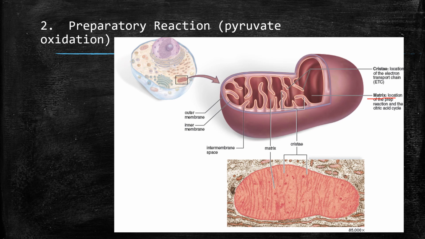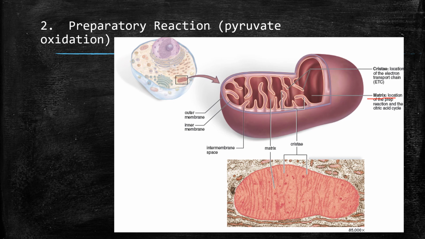So how do we get pyruvate into the matrix? Well, it's this lovely molecule called pyruvate translocase. And just as the name would suggest, that is an enzyme that moves pyruvate from the cytoplasm into the inside of the mitochondria. I love that name just because it's so simple. Pyruvate translocase. It's exactly what it does.